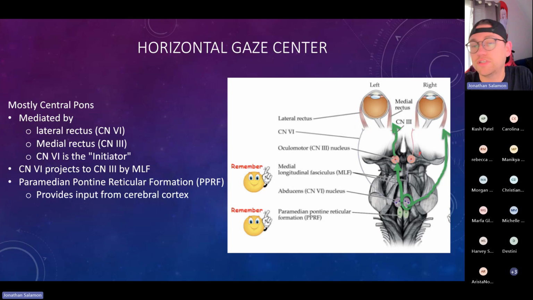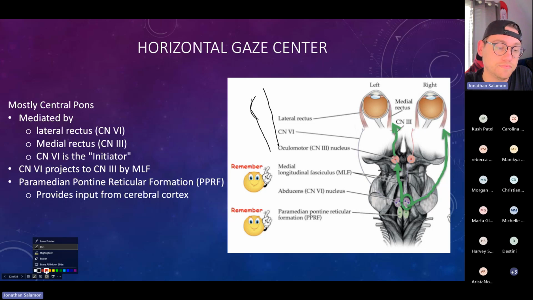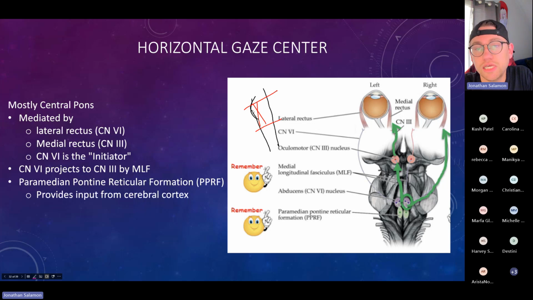So I wish I had a side view of the pons, but maybe I can. Nobody make fun of my drawing. So if you imagine, it's kind of like this, right? The pons, more or less. With locked-in syndrome, you get damage here. We'll say that this is the pons, right? You damage here, which destroys the horizontal gaze centers, which are cranial nerves 6 and 3.